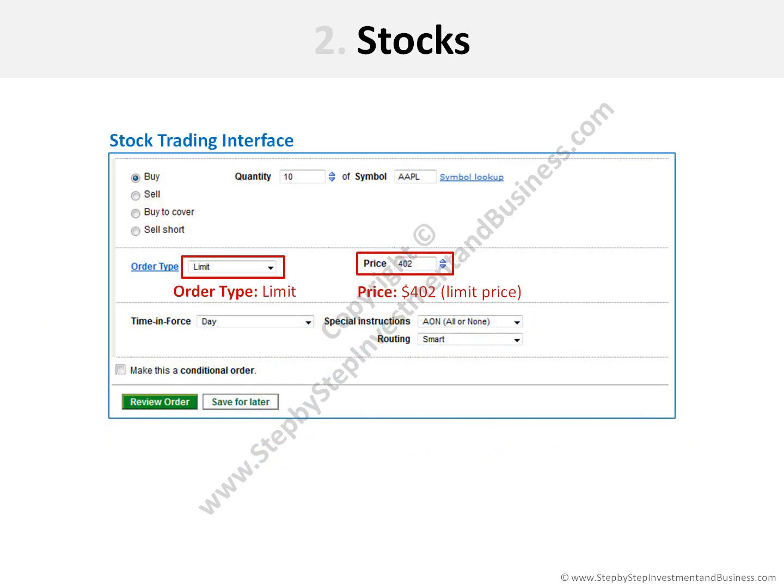As an example, in the interface, we have entered a limit order with a price of $402. In the field Price, the number 402 was entered. That is, this is our limit price. So, what we are going to do is to buy 10 shares of Apple at a maximum price of $402. That is, to buy the shares at $402 or less.